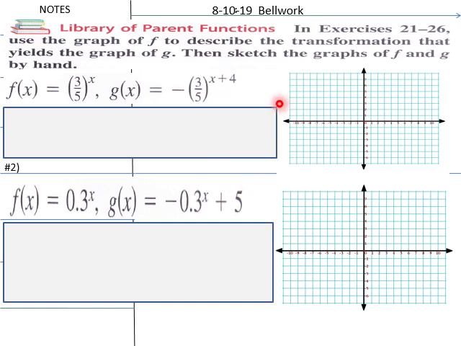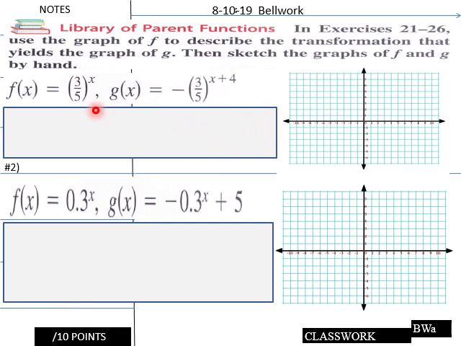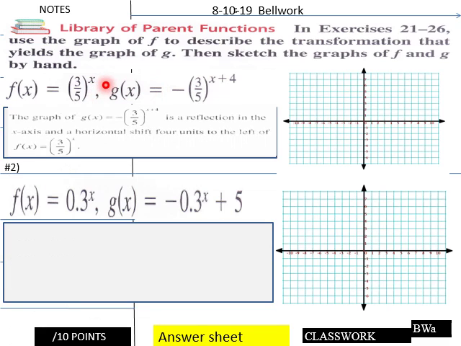Okay, so we go to our solutions here. Teachers, give your students 6-7 minutes for this. This is our answer slide for our bell work today, library of parent functions. Use the graph of f. Use this graph here to describe the transformation of g. Down here, same thing. So for number 1 up here, we have 3/5 to the x.